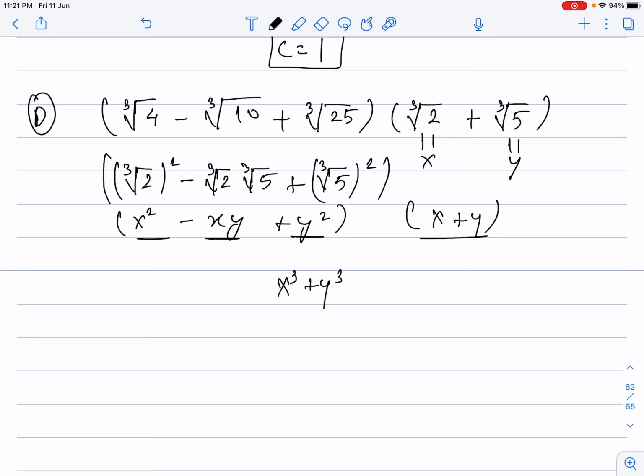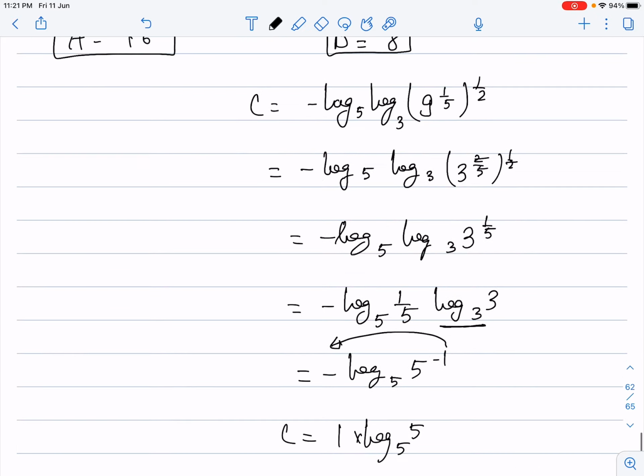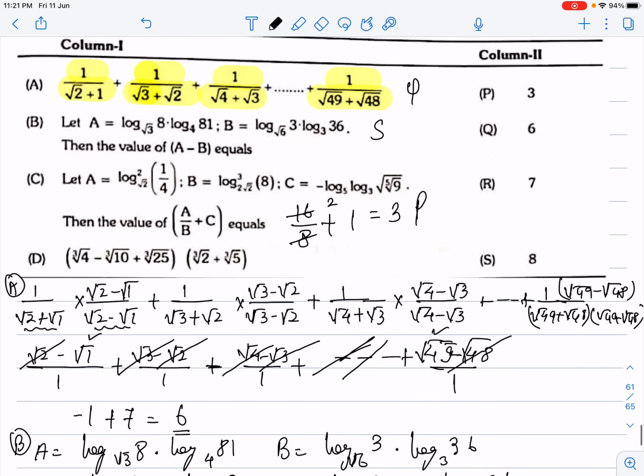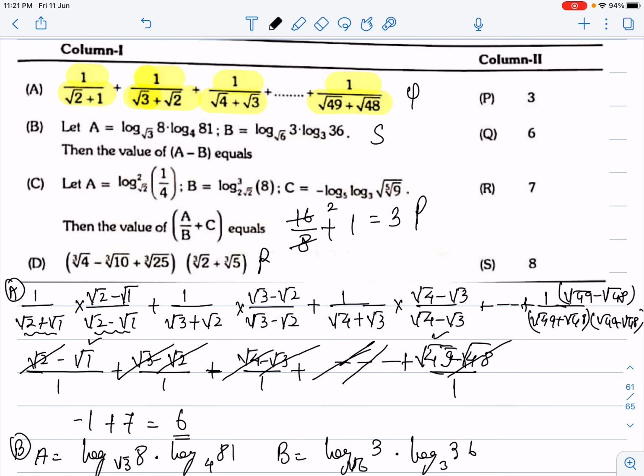So what was the value of x over there? Cube root of 2 the whole cube I would have to do, plus cube root of 5 the whole cube I would have to do. That means 2 plus 5 will be achieved by us. That means 7 will be the final answer for this question. So for the Dth part, option R should be marked by us. Hope you guys would have got my point.